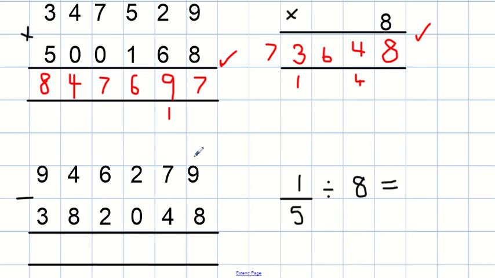So I'm going to start with my ones on the right hand side. 9 take away 8 is 1. 7 subtract 4 is 3. 2 subtract 0 is 2. 6 subtract 2 is, that's right, 4. 4 subtract 8, I need to exchange. This becomes 8. And we've got 14 subtract 8, which is 6. And 8 subtract 3, which is 5.